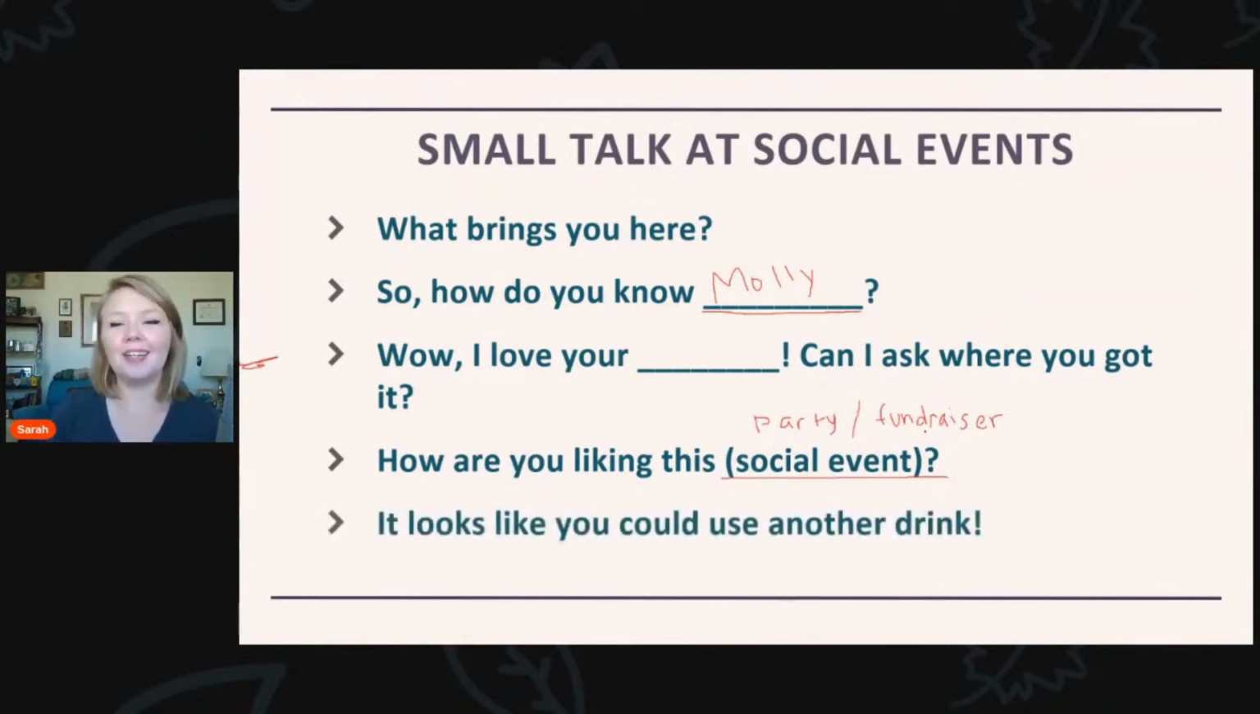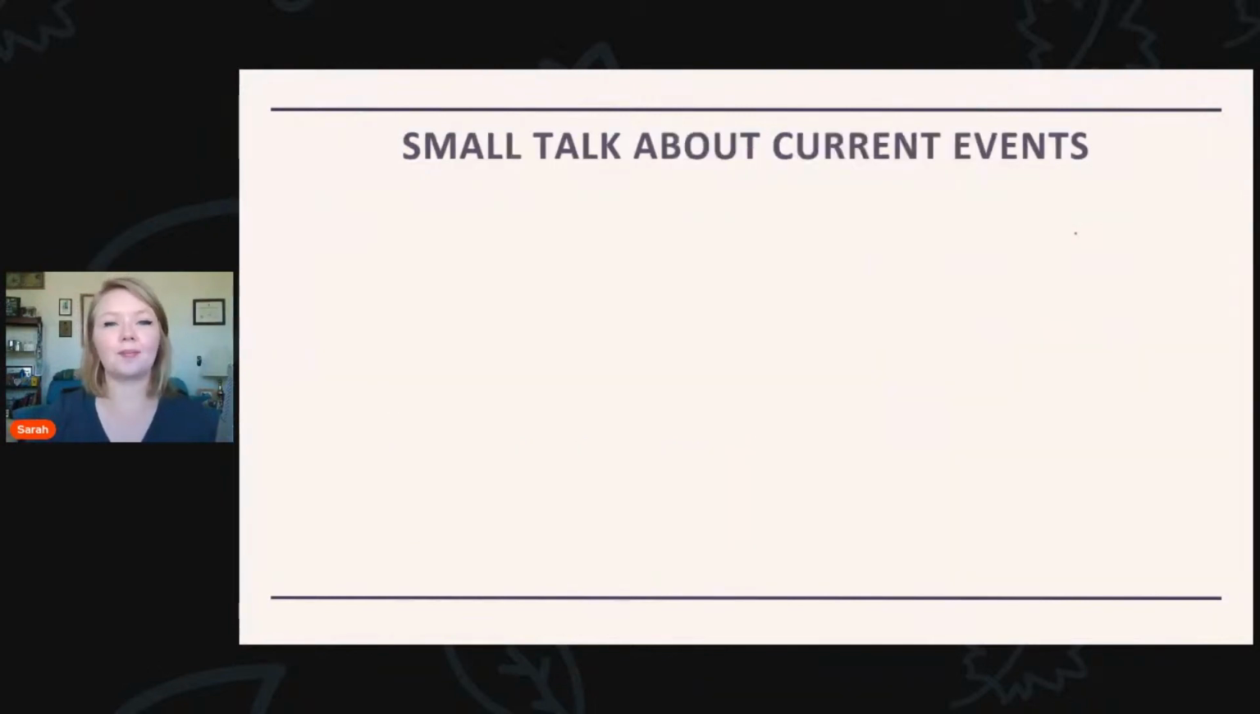And last, so here we have a statement we can use. Maybe I see someone who looks like they're really not having fun at this social event. I might say something like, "It looks like you could use another drink." So, just a funny way. Oh, maybe they are drinking wine, but it looks like, oh, this is not fun. Oh, looks like you could use another drink. So, here are some small talk conversation starters for social events.